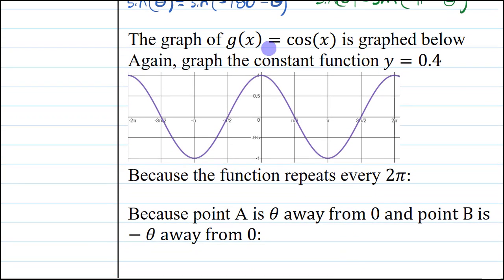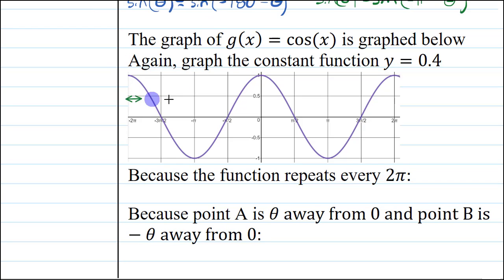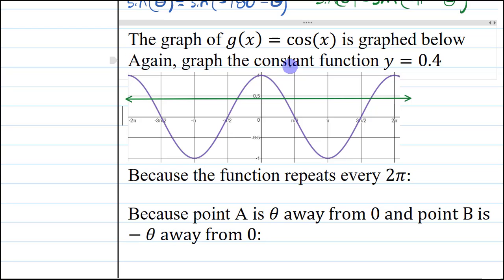Okay, same thing. Graph y equals 0.4. Let's label that we only need two intersections for this one, just A and B. A is going to be on the right, B is going to be on the left.